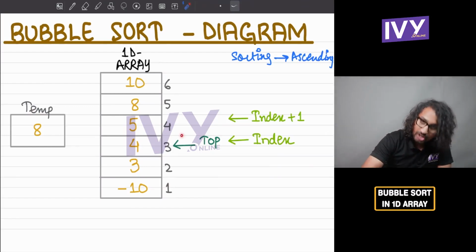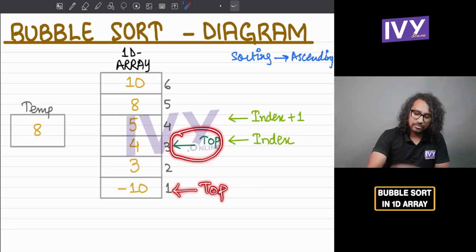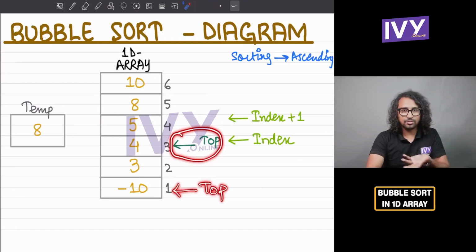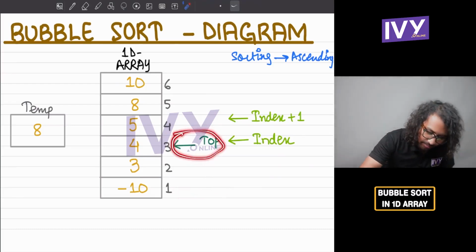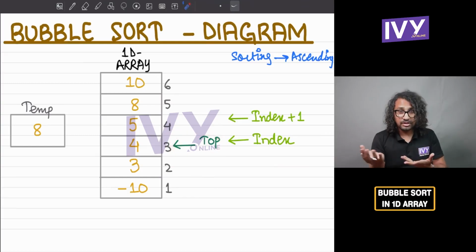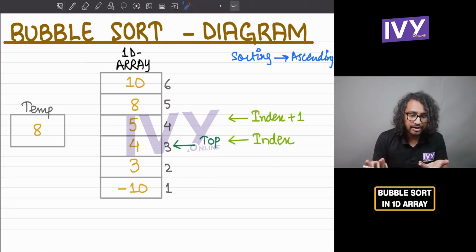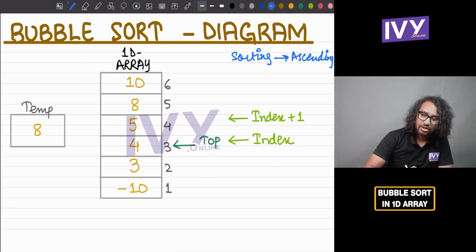It is not necessary that top comes towards this point. If top comes towards 1, this means that everything is sorted, right? And if top is at one point and there was no swapping involved, that also means that the array is sorted. So we have two reasons when we'll say that the array is sorted.